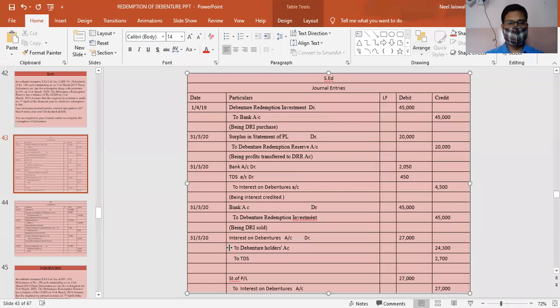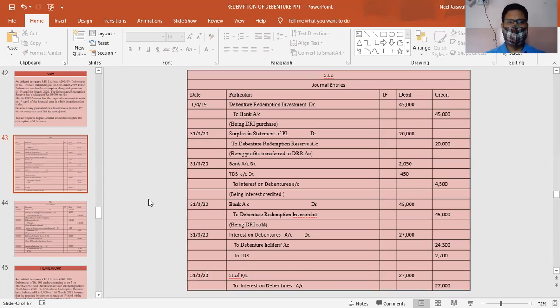So say students, for interest we have done one entry, interest on debentures to debenture holders to TDS, because it was 9% debentures. And again on the same day, 31st 3/20, the last year ending date, statement of PL to interest on debentures. This date is not date of redemption, it is coinciding with date of redemption. This is year ending date. Till the date we had the debentures. Statement of PL to interest on debentures 27,000. We have closed the interest on debentures. This was not asked. If they ask, you will be passing this entry.